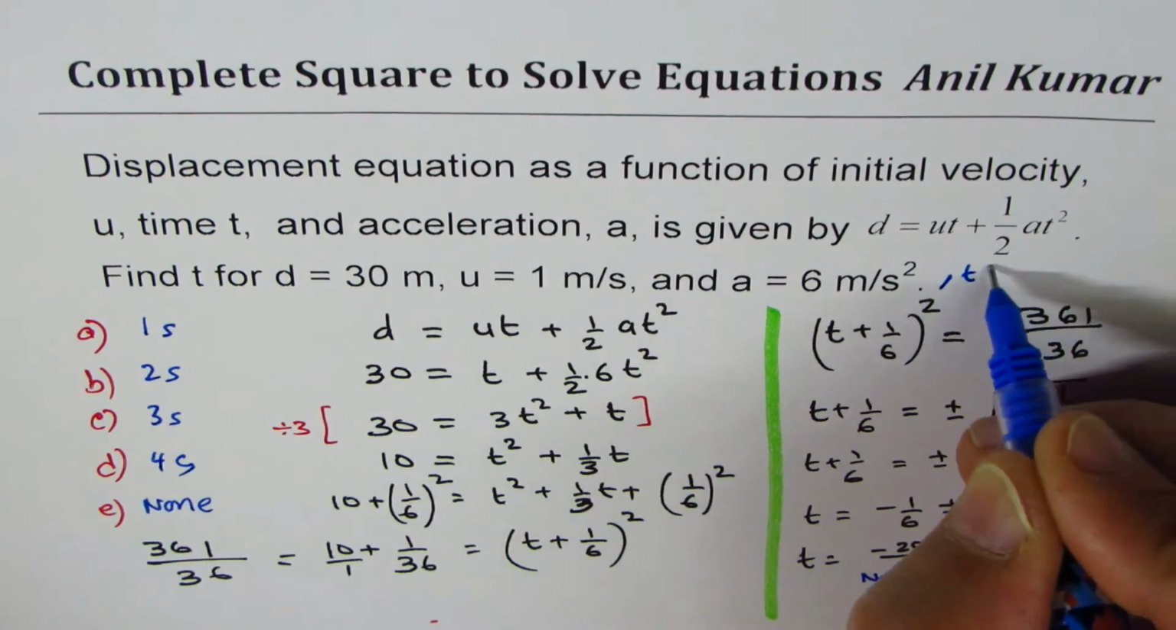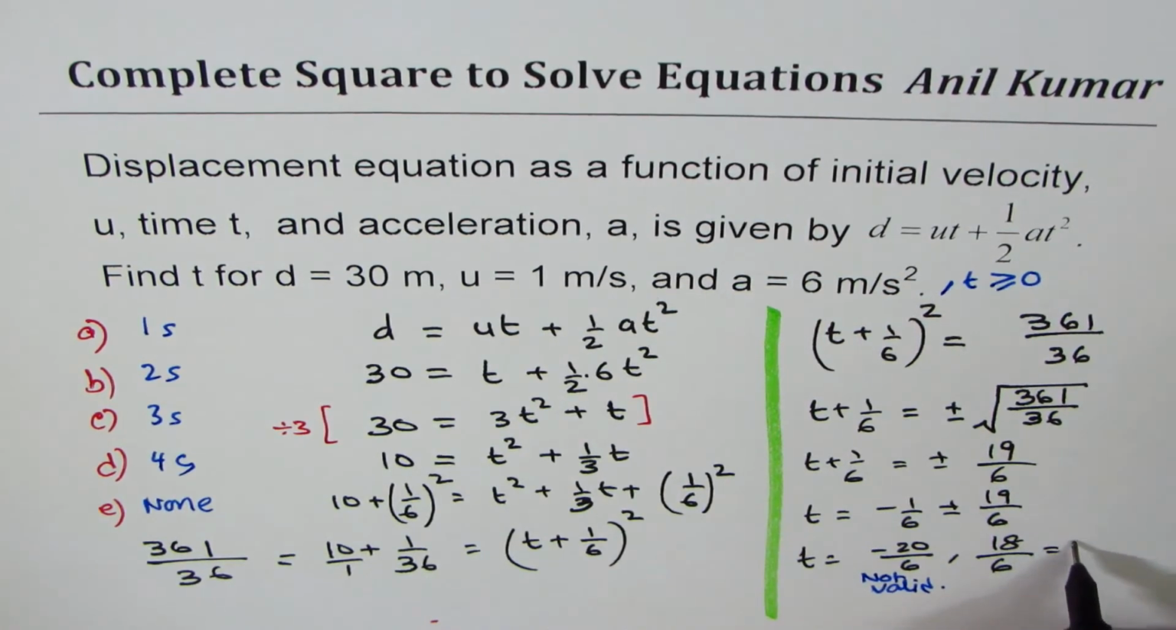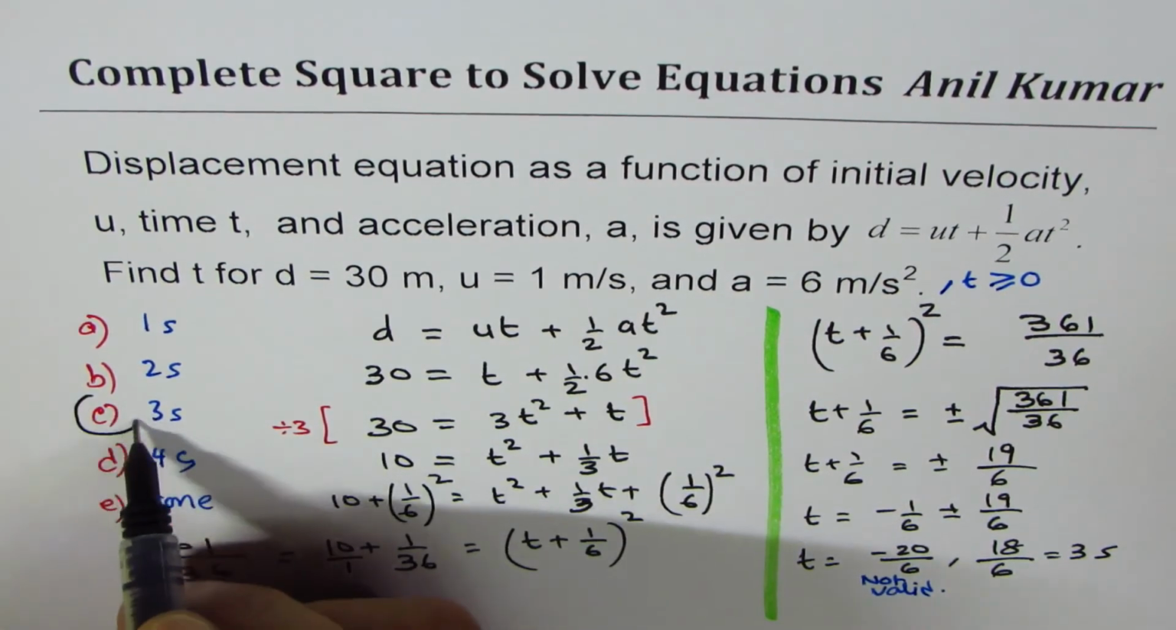Let me write that t is greater than or equal to 0. Okay, that makes it simpler. So 18 divided by 6 is 3, so 3 seconds. So that is option C for us, right?